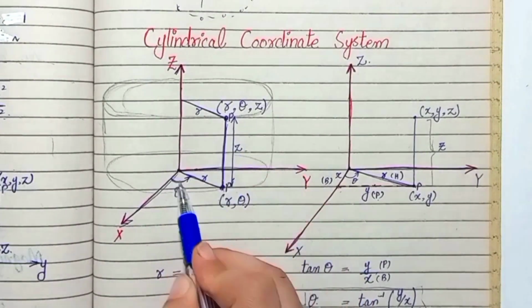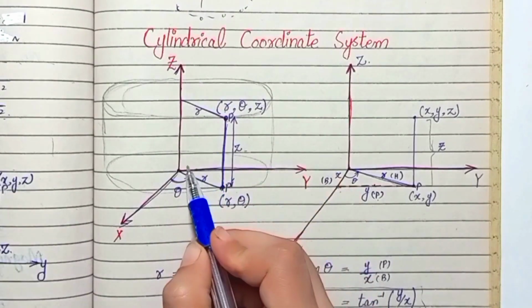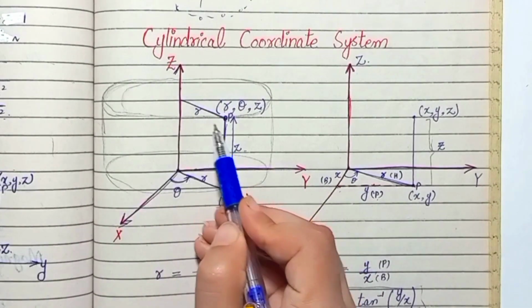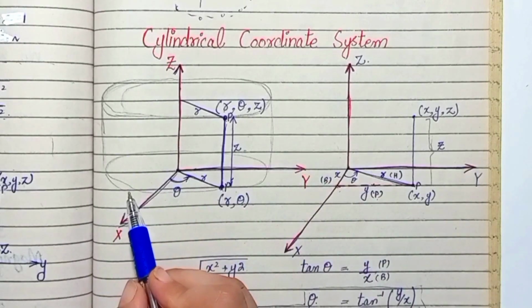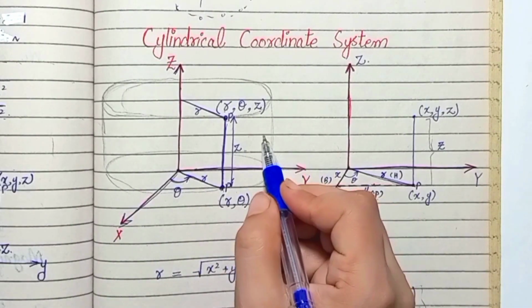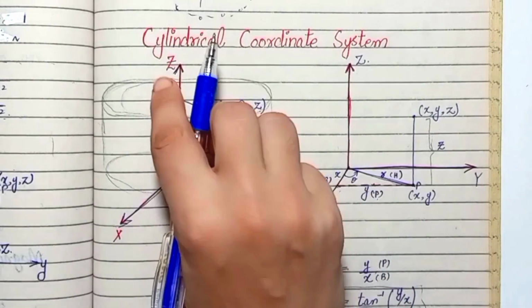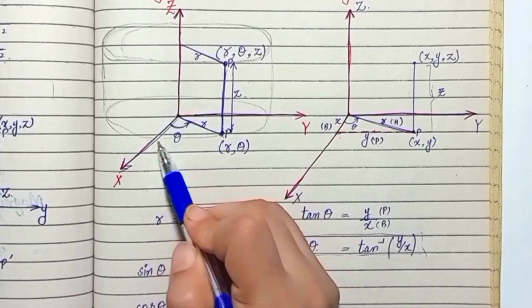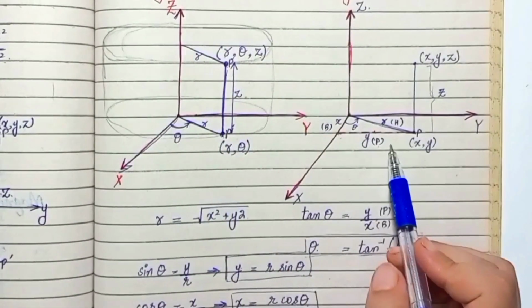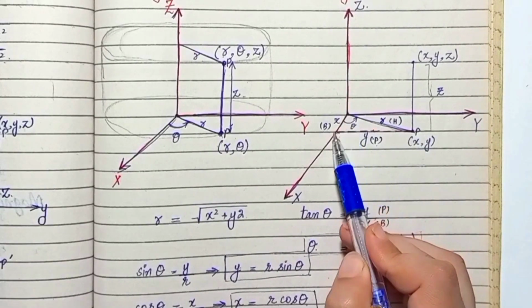These 2 points have distance r from the z-axis or origin. If we draw a circle r around this point, then it will become a cylinder. In a cylinder, the position of any point will be shown by the cylindrical coordinate system. If we enlarge this part of the cylindrical coordinate system, then here a right angle triangle is formed.